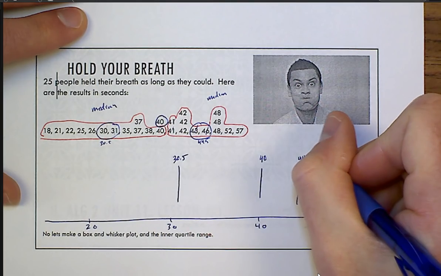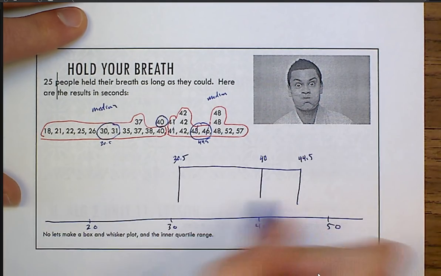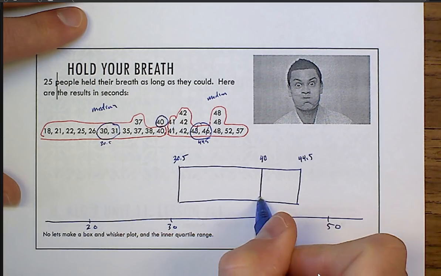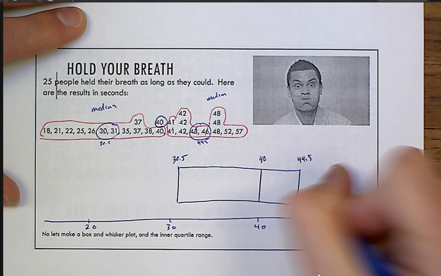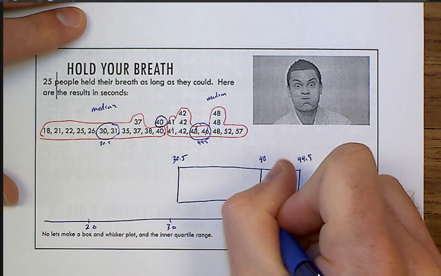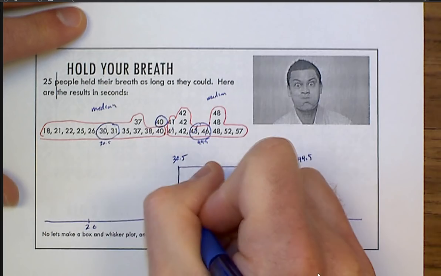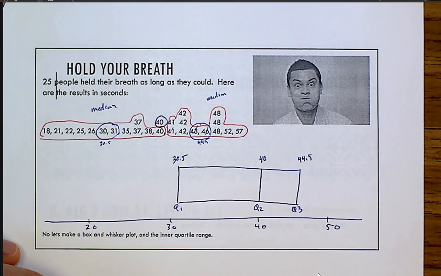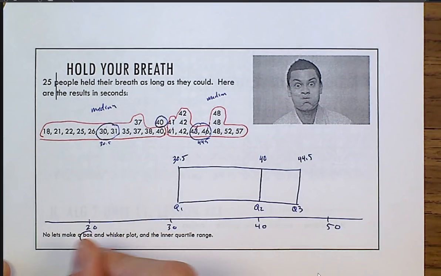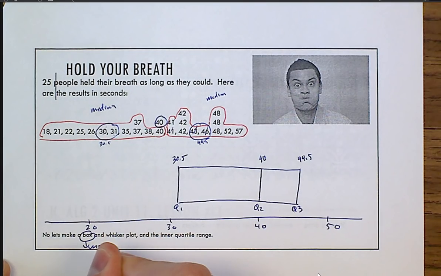All right, and then we connect our box. This doesn't have to be perfect, obviously. So this would be our quartile 3. This is basically our median, or Q2, and this is our Q1. Now, that's the box. That's how you make the box. The box part is just associated with finding the medians, okay?